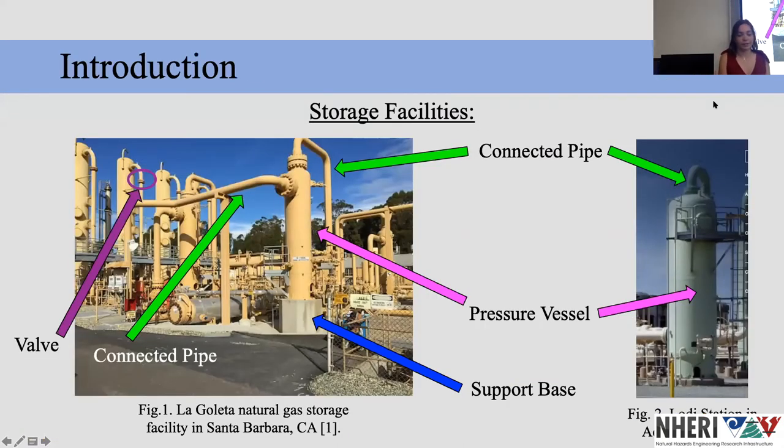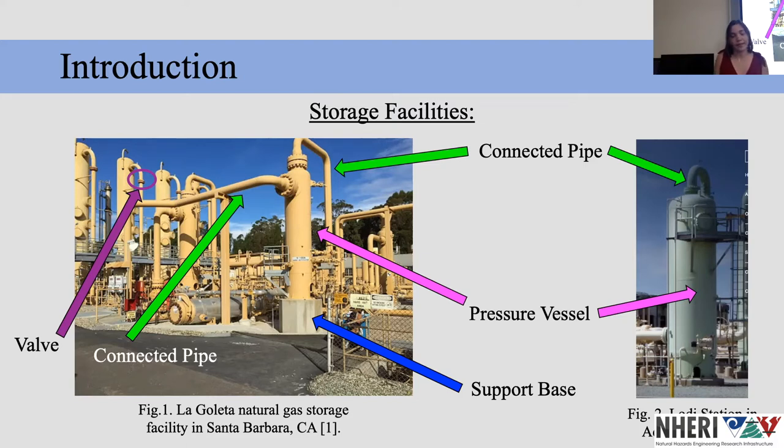So to begin with a quick introduction, we're looking at these things called pressure vessels, and what exactly are they? They're basically enclosed containers used to hold liquids, vapors, and gases at significantly higher or lower pressures than that of ambient pressure. We're also looking at storage facilities, which are systems with basically two main components: the pressure vessel and the piping that I have labeled there.